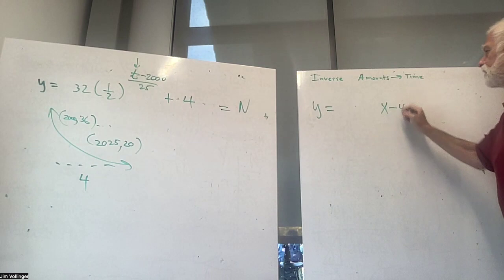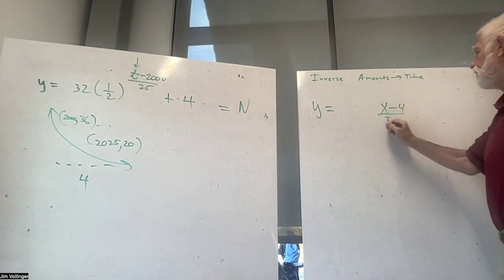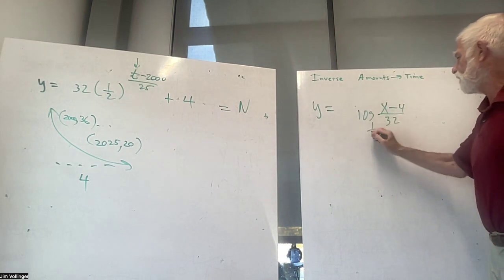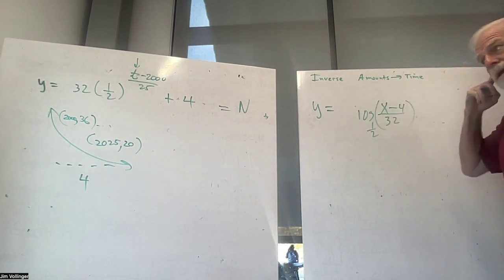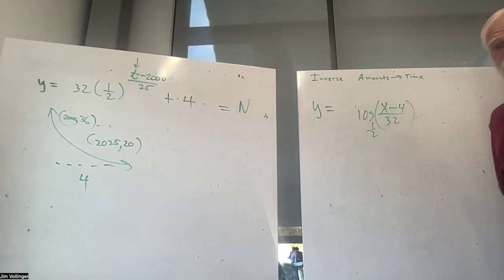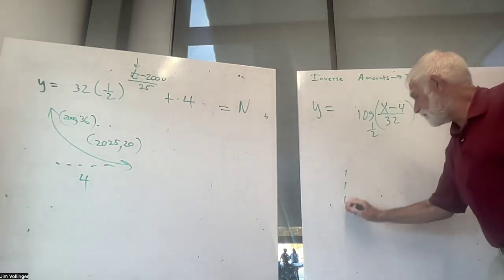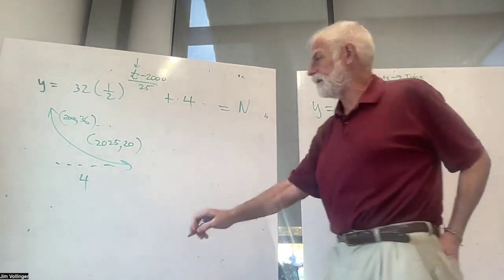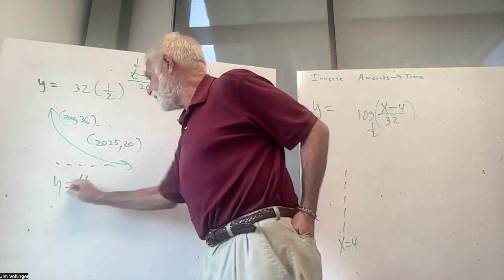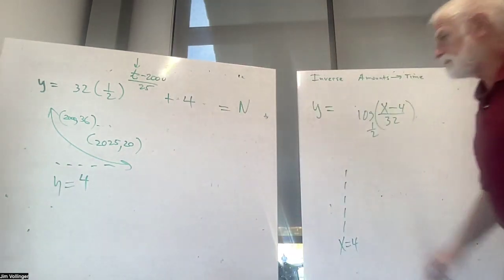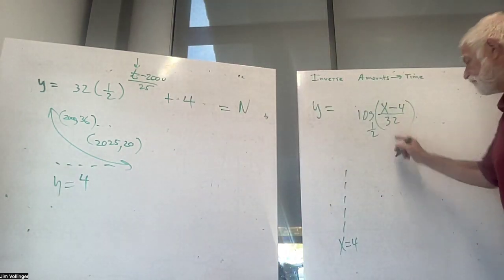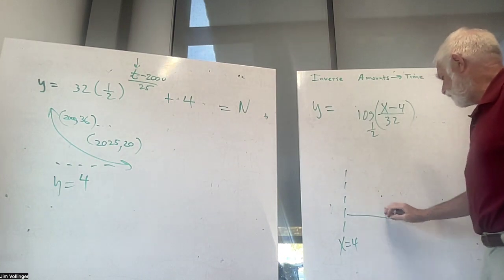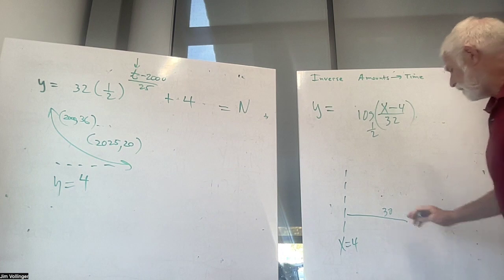Looks like minus 4. Looks like I'm dividing by 32. Looks like I got a logarithm again with a base of 1/2. All right, and therefore I've got my differentials right here right now. Looks like I got x equals 4. Oh yeah, that's the difference. That's the inverse of y equals 4. This is x equals 4. It looks like my first differential is 32. So let's do that. Let's do 32 here.